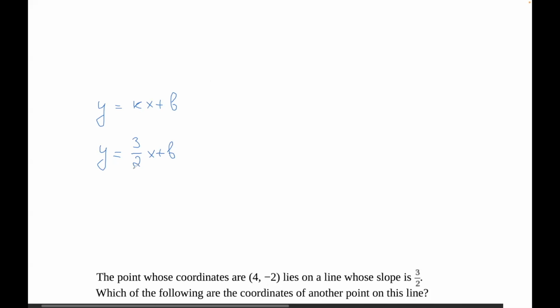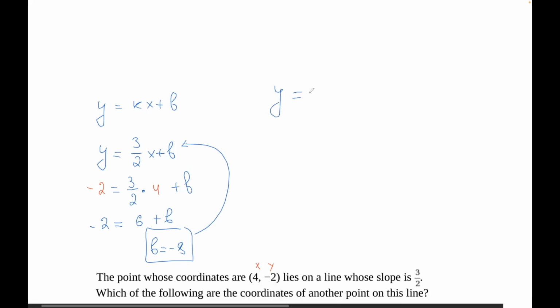What we do, first of all, is this: if you are given the point 4, minus 2, this is the x value, this is the y value. We have to substitute. y is minus 2 when x is 4. Minus 2 is equal to 3 over 2 multiplied by 4 plus b. So now it's easy to find b. Minus 2 is equal to 6 plus b. We see that b is minus 8. So for the equation of the line, we substitute b here. The equation of the line is y equals 3 over 2x minus 8.